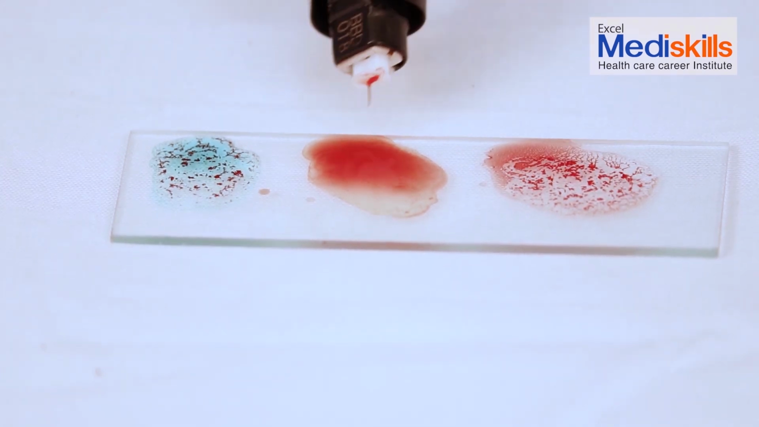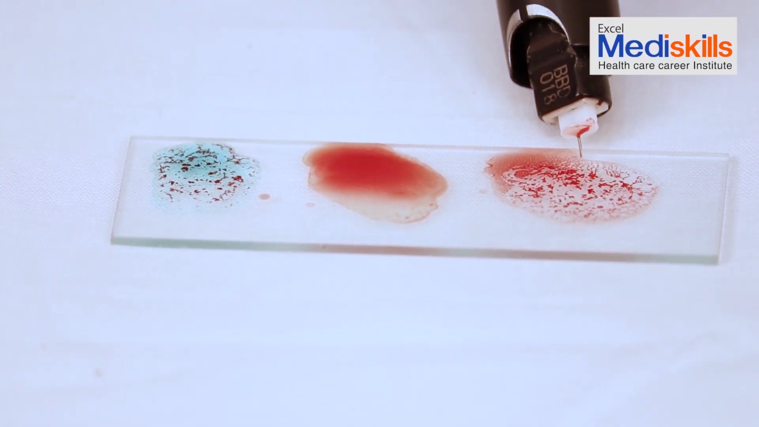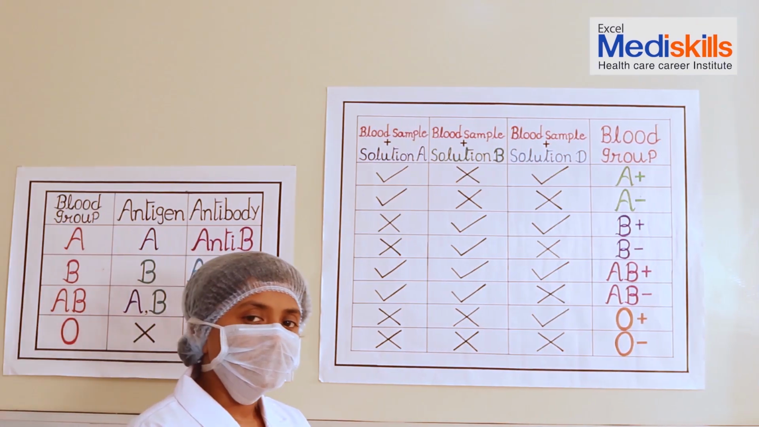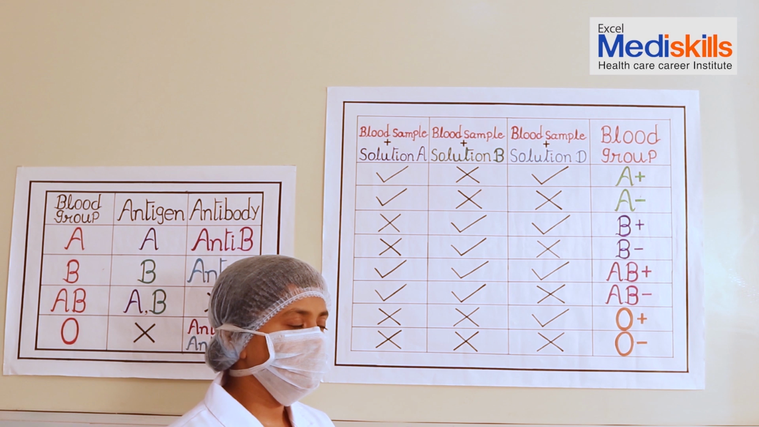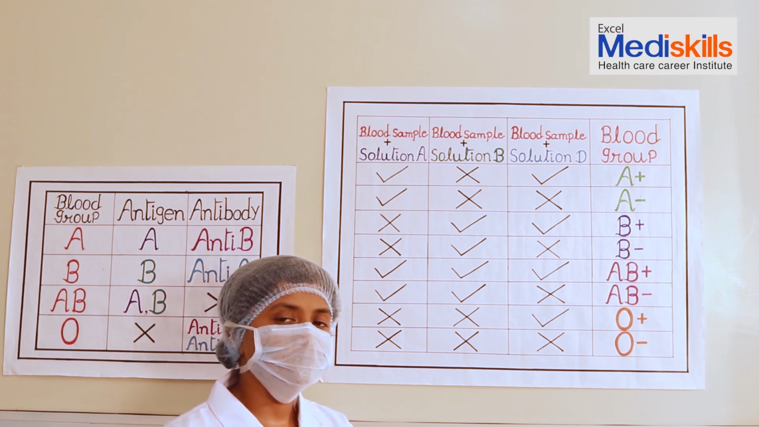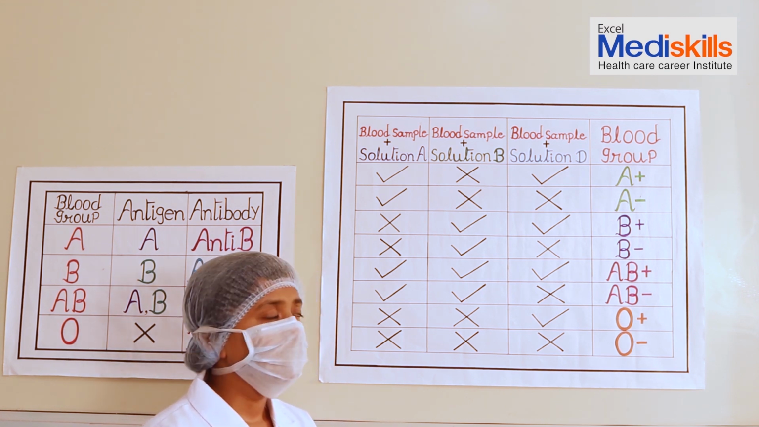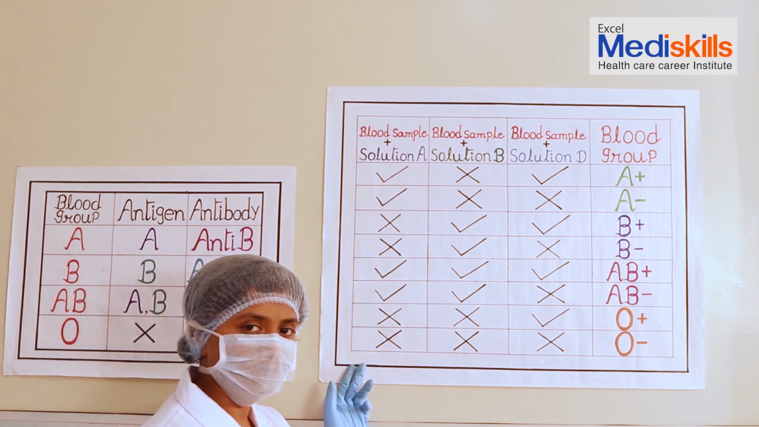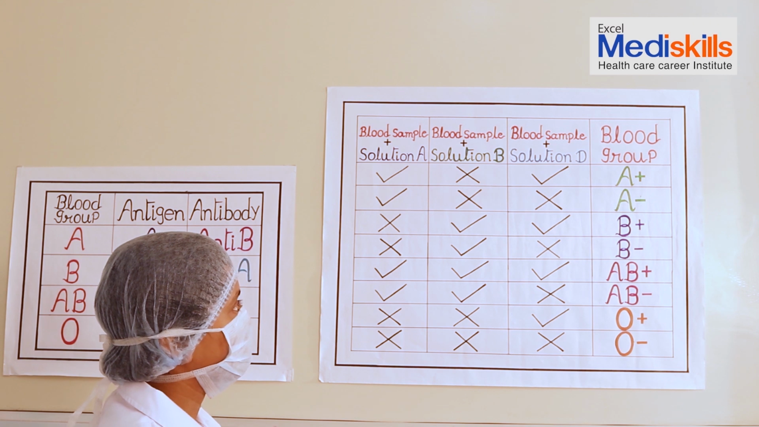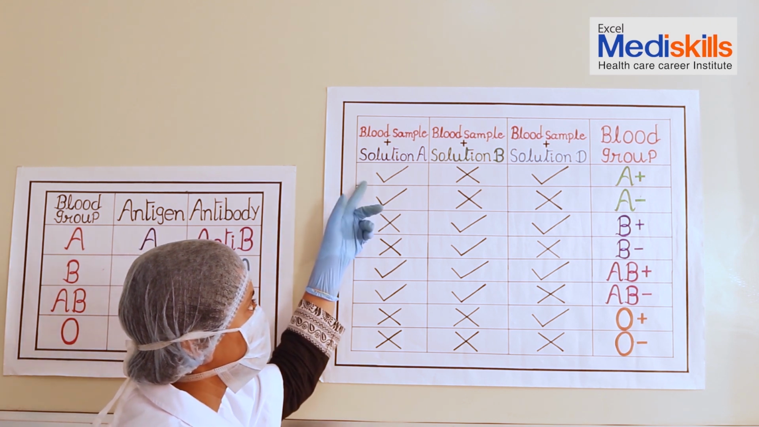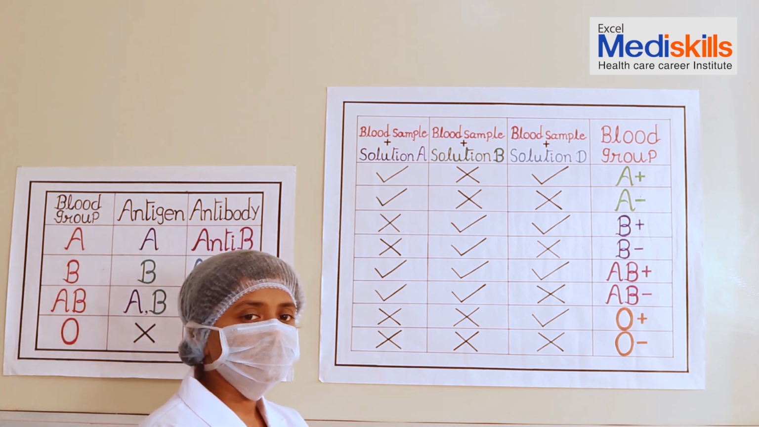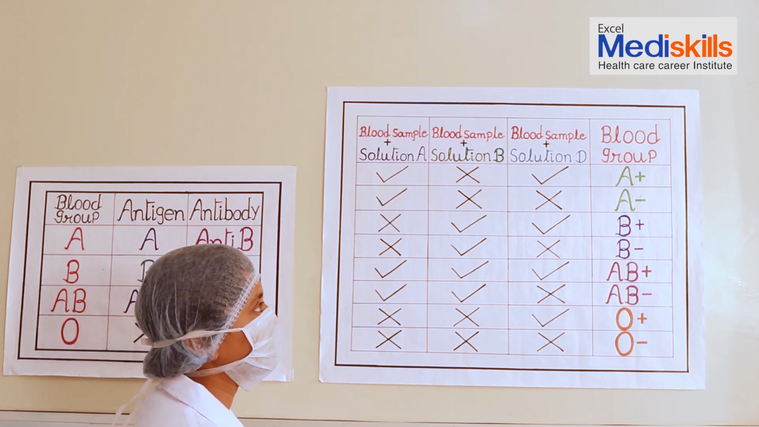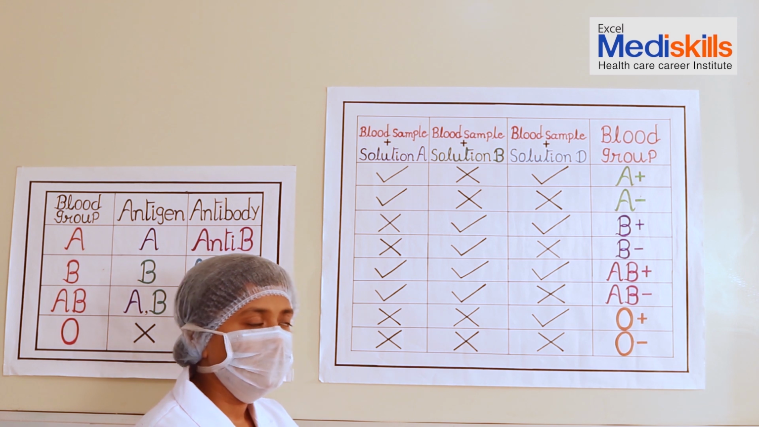Because the D solution has coagulated, the blood is positive. So, the blood group is A positive. We have observed that the first and third blood drops have some clotting. On the basis of this, we have here the chart denoting all the possibilities. In the first case, if we give solution A to the blood sample and it coagulates or clots, you can see there's a tick mark here, then that blood group is A.